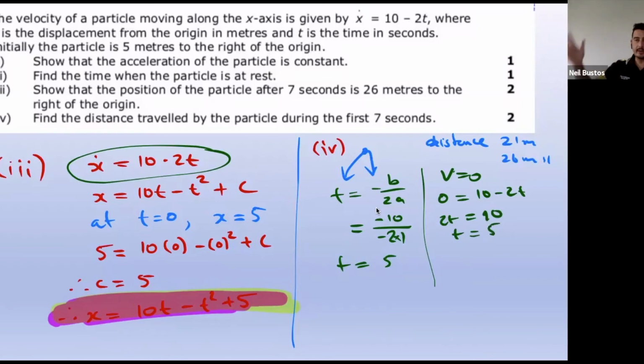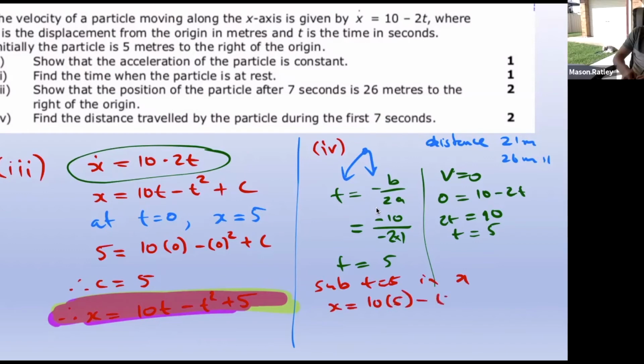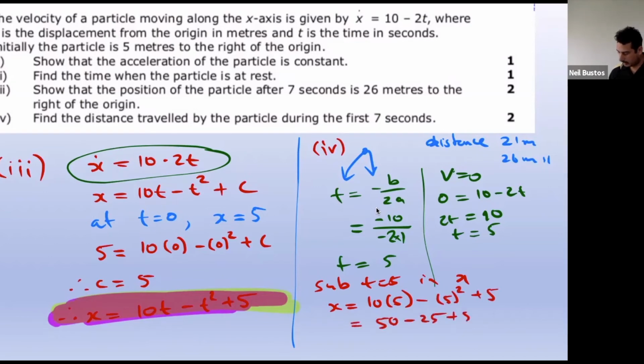Essentially, I want to know where is its maximum point that it's traveled to, okay? So at what time is it at its maximum? It's at t equals 5, okay? So I'm going to sub t equals 5 into my displacement formula. Does anybody know why I'm doing this? So what's that? It'll be 55 minus, is it 30 meters?